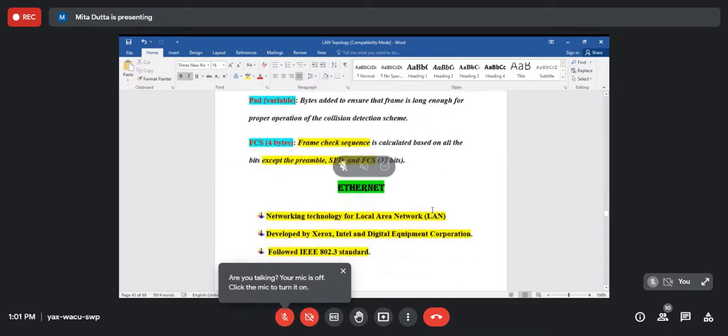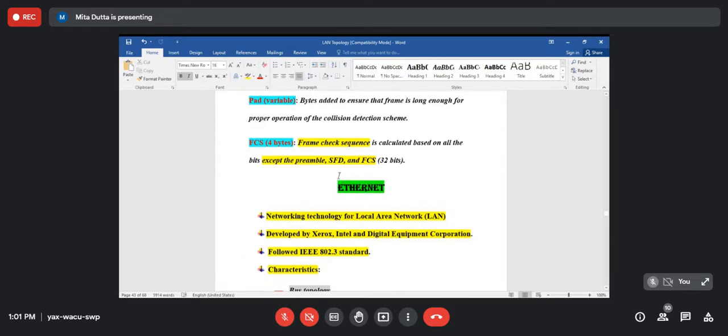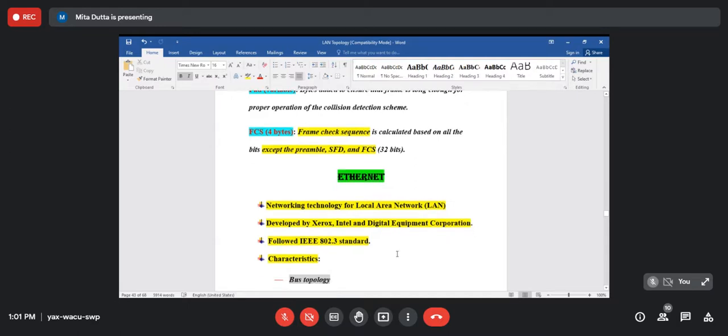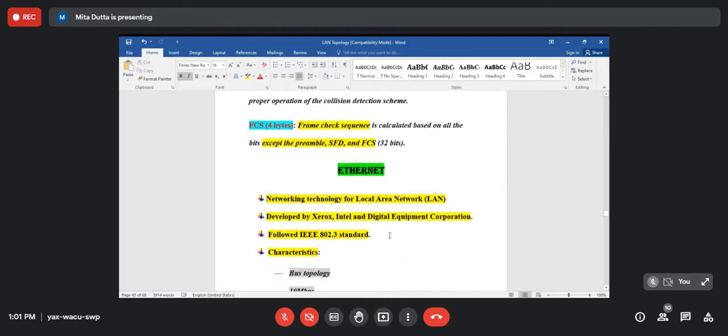Now come to the Ethernet LAN. Ethernet is a trade name given to the LAN, local area network. If the transmission medium is a coaxial cable, the diameter of the coaxial cable will be 1/2 inch, and it will be 500 meters long. This trade name has been given by Xerox, Intel, and Digital Equipment Corporation, or DEC, and it obeys the 802.3 standard.